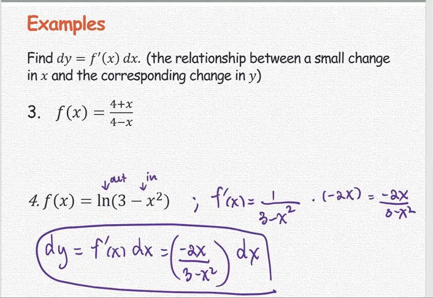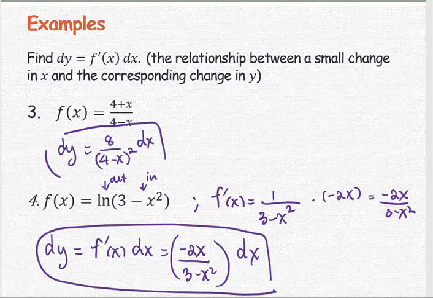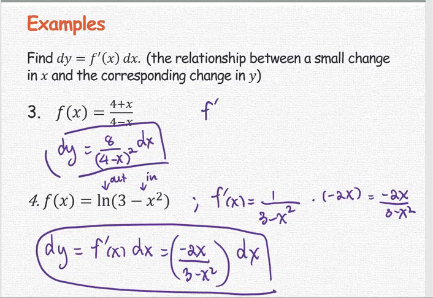And this one, as we recall, the dy is 8 over 4 minus x quantity squared with respect to x, because the f prime is 8 over 4 minus x quantity squared.